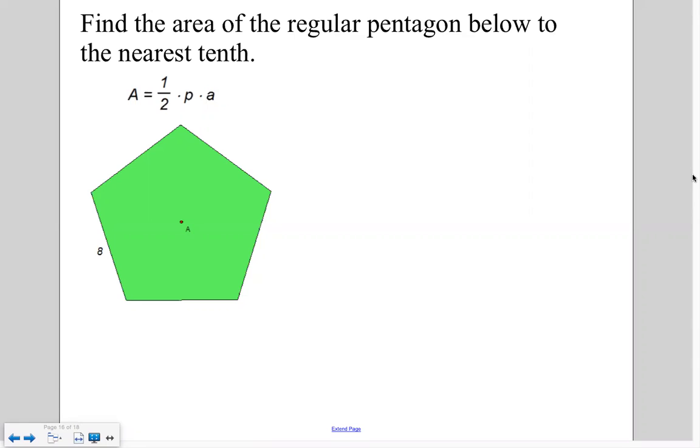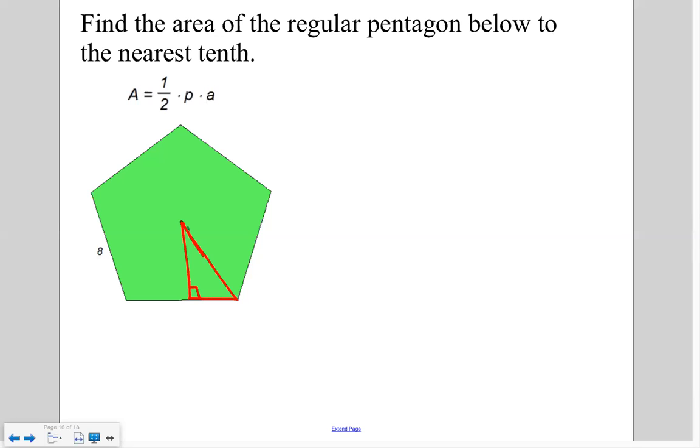Now, the goal, like we were working on in our Desmos activity, is to find the perimeter and the apothem, because those are the two things we have to plug in to solve for our area, okay? The way I can do that is if I focus on this right triangle right here. If I know the two legs of that red right triangle, I can figure out the apothem and the perimeter. So I'm going to focus on that right triangle.